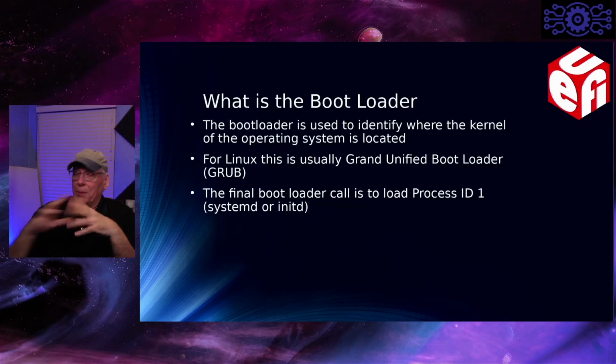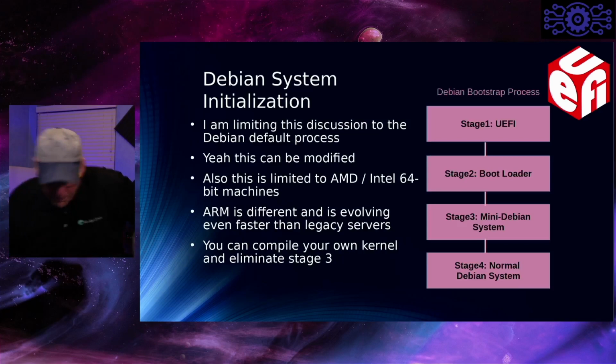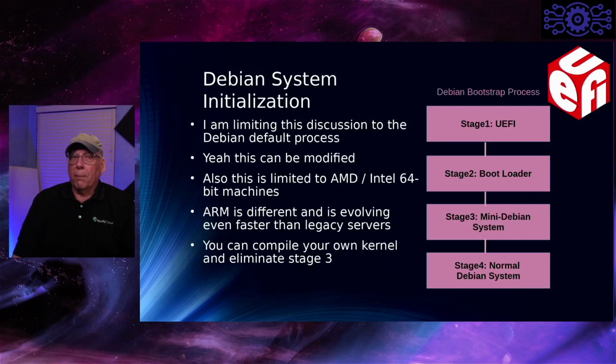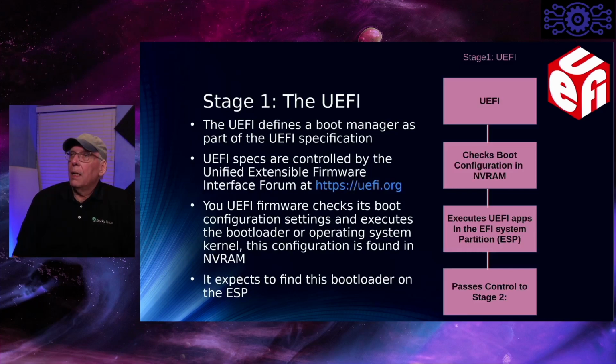So let's talk about the steps. In Debian, as it comes out of the box, there are four steps, and this is the default process. Yes, this can be modified. I'm limiting this discussion to the AMD/Intel 64-bit processors. ARM is completely different. Some of them use pboot, some use uboot, some use a direct access off of the hard drive to be able to load. So it depends again, and I don't want to talk about ARM because it's different. You could compile your own kernel and you could eliminate stage three altogether if you want. But in stage one, this is your firmware.